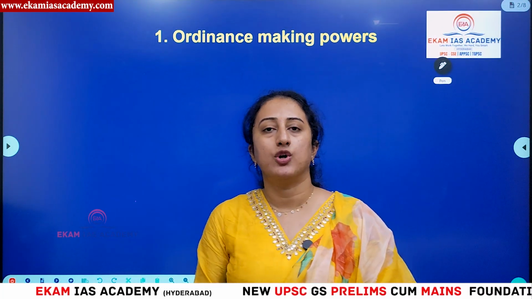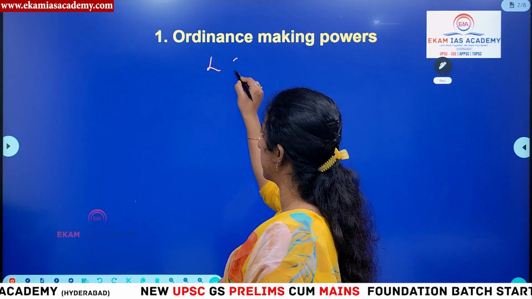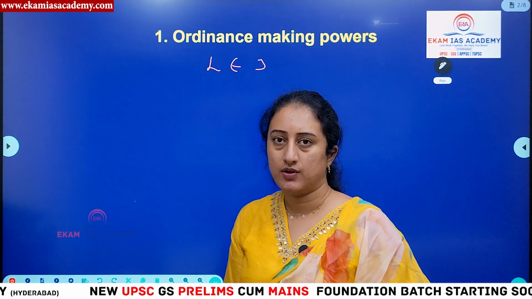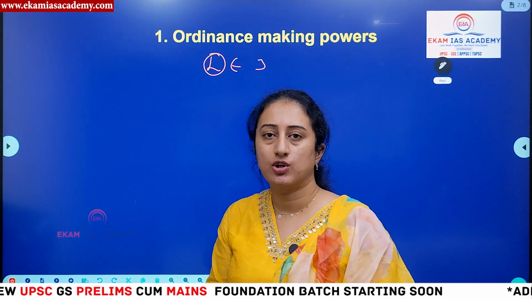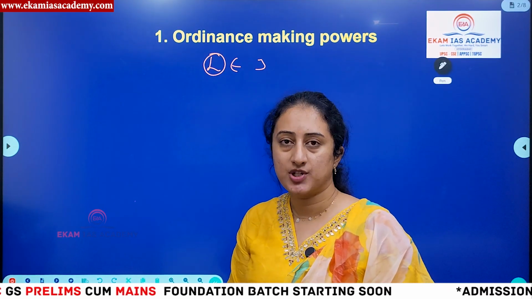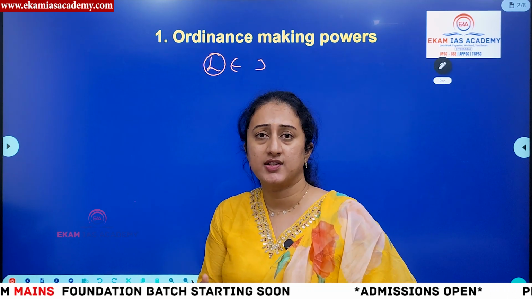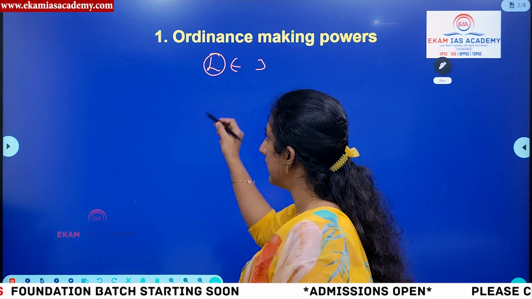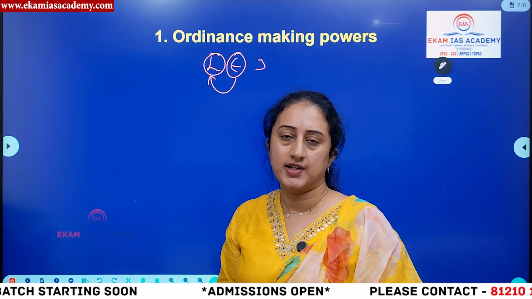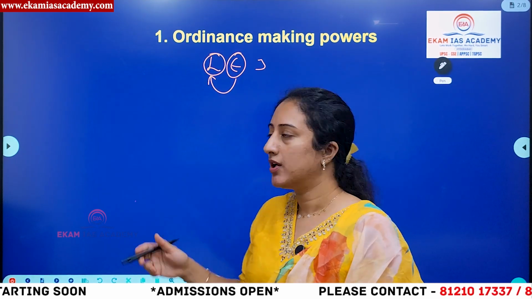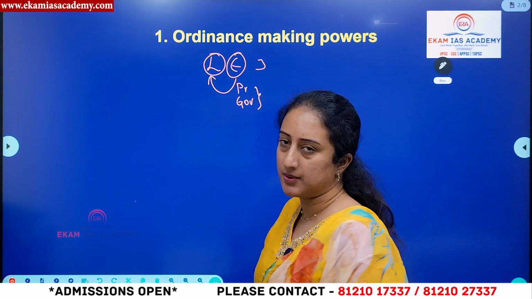So first, what is ordinance-making power? In India, we know there is a clear separation of powers between three different organs by the Constitution. The legislature has the main job of enacting laws. But in some situations, when the legislature is not in a position to enact laws, or when there is a dire or urgent need, then the executive can sometimes make laws instead of the legislature. That capacity is given to the President of India and governors in the form of ordinance-making powers.